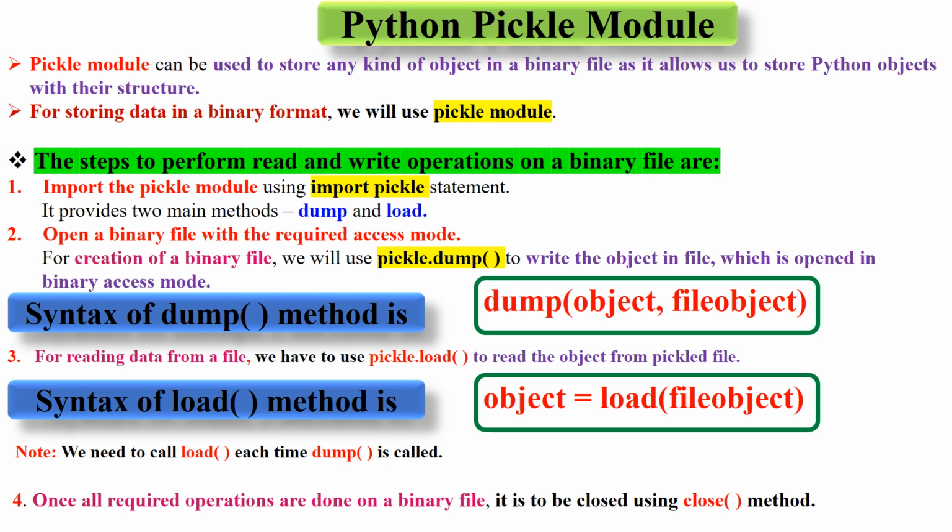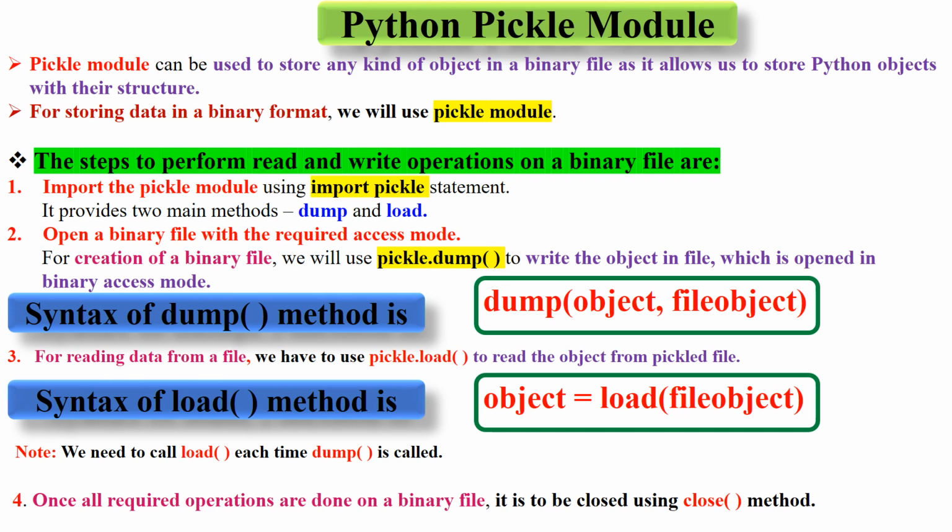For creation of a binary file, we will use the pickle.dump method to write the object in the file, which is opened in binary access mode. The syntax of the dump method is dump(object, file object). Step 3. For reading data from a file, we have to use the pickle.load method to read the object from the pickled file. The syntax of the load method is object = load(file object). Note that we need to call the load method each time the dump method is called.